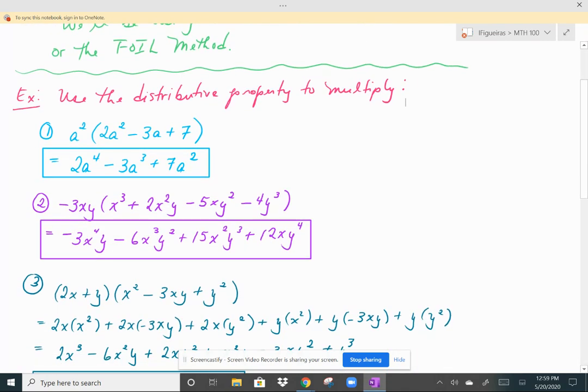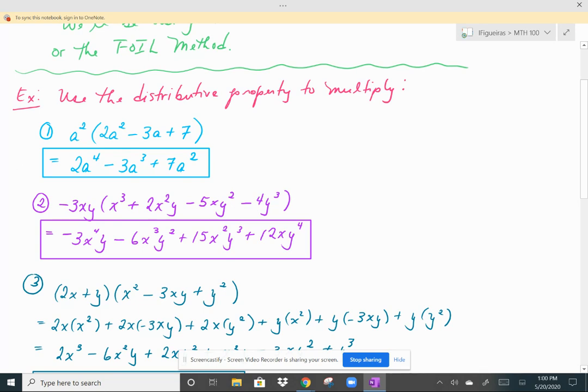So in this first example, I have a monomial times a trinomial. So distributive property means that you are going to distribute a squared across these three terms. And because we're multiplying monomials when you distribute, you have to remember the rules for multiplication of monomials when you have the same base. In this case, our base is a. And remember that you add the exponents. So the first term is 2a to the fourth. The second one is minus 3a cubed. And the last one is 7a squared.